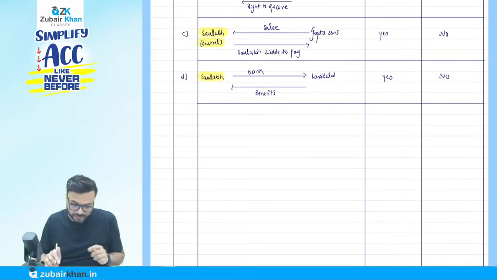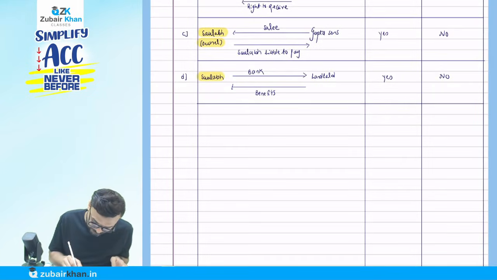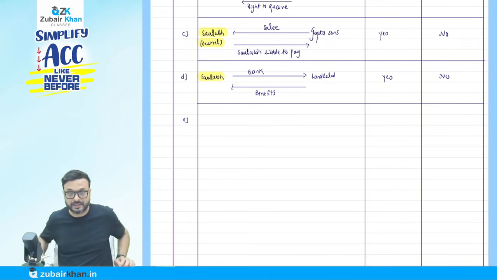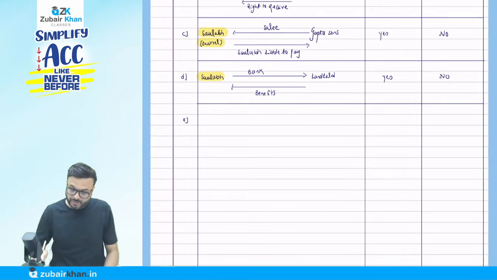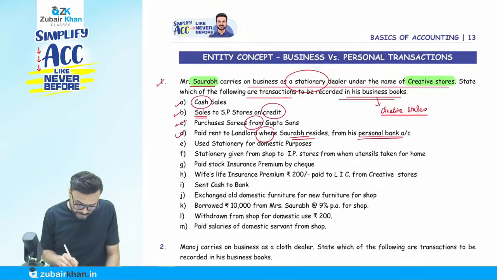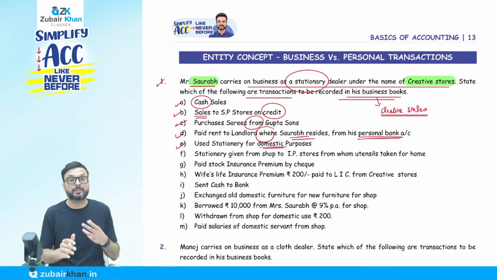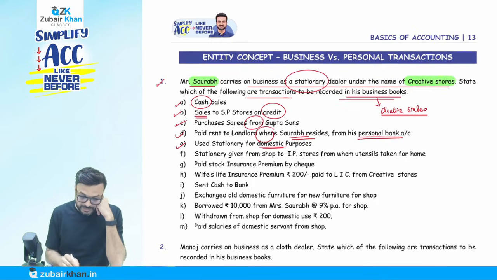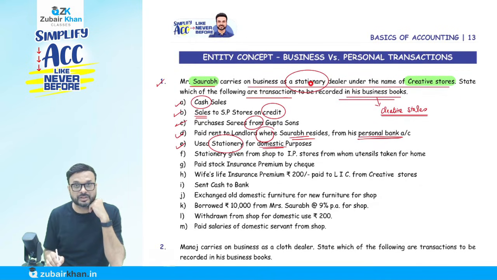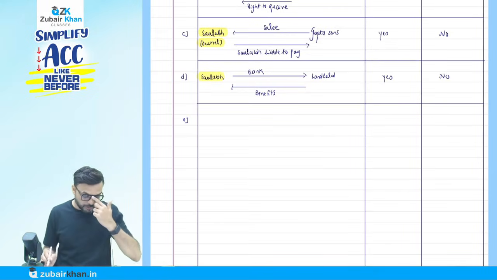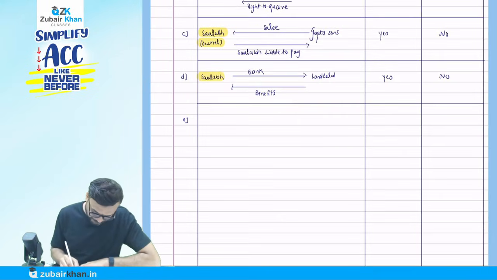Now write it down. Point number E. Okay. So what it says in the next point: use stationery for domestic purpose. Now, you have to know how to interpret that. You're using the stationery, and they are also doing the business of stationery. And stationery used for domestic purpose means for personal use. Understand this one.